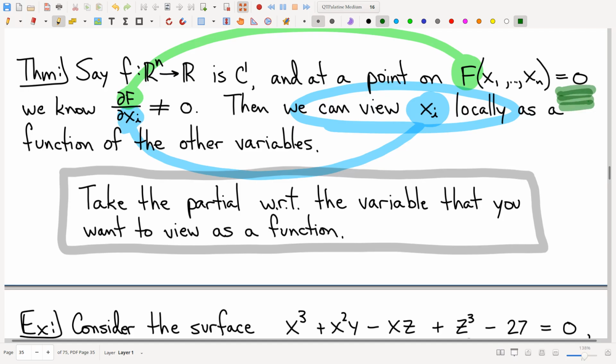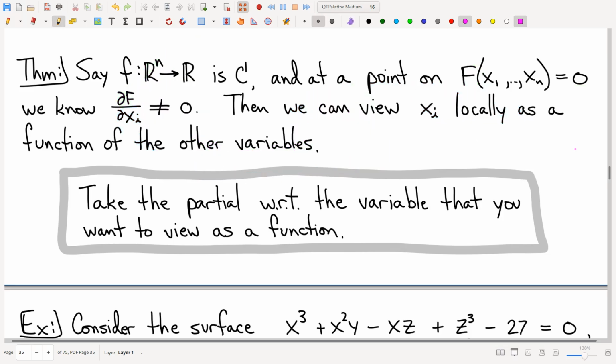Is that cool? So whatever function you're looking at a level set of, if your equation comes to you not written as a level set, rewrite it so that its stuff equals a constant. You've got to write it as a level set. So whatever you're looking at a level set of, take its partial with respect to whichever variable you would like to call a function. And non-zero means yes, you can. So this is called the implicit function theorem. Okay, so let's apply this in action.